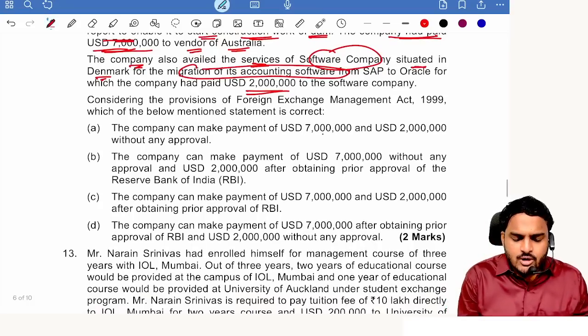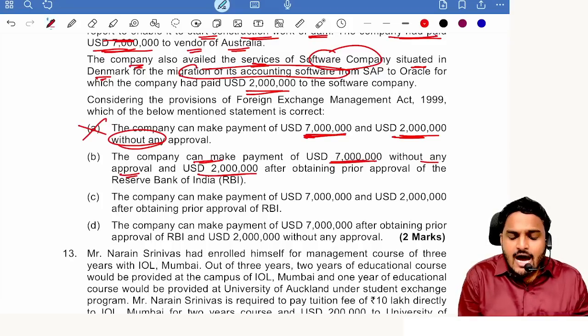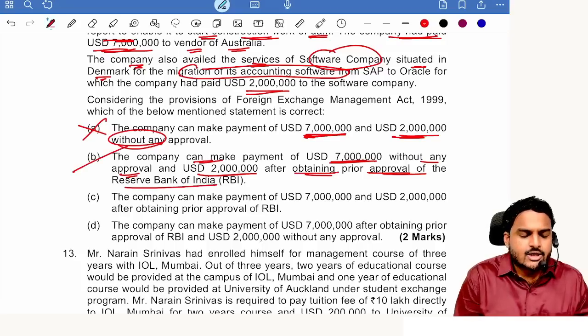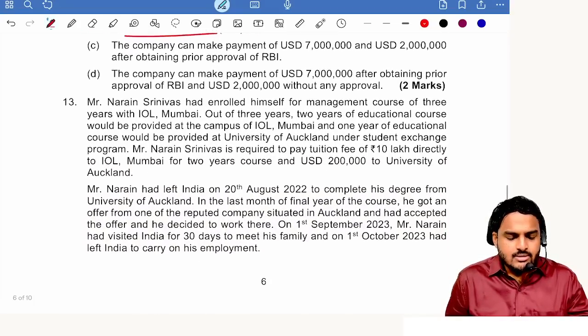Based on this, 7 million USD, 2 million USD without any approval, wrong. Can make payment of 7 million USD without any approval and 2 million USD after obtaining prior approval of RBI, correct option. Everyone?